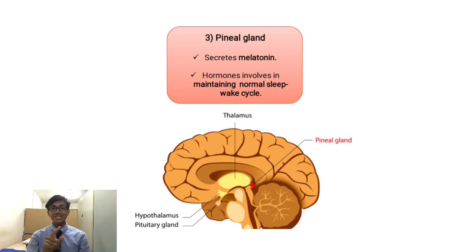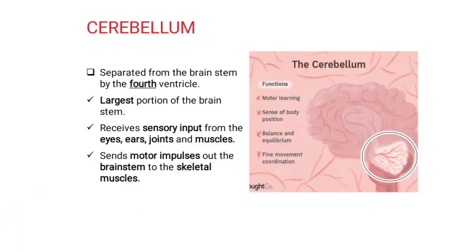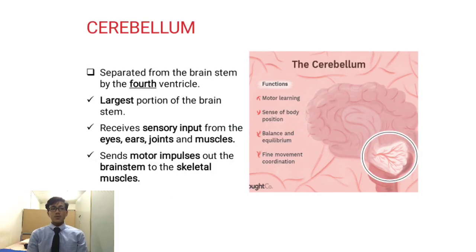The pineal gland secretes melatonin. What is melatonin? Melatonin is a hormone involved in maintaining the normal sleep-wake cycle. Alright, now we are at the end of the diencephalon. We are already done with the diencephalon.